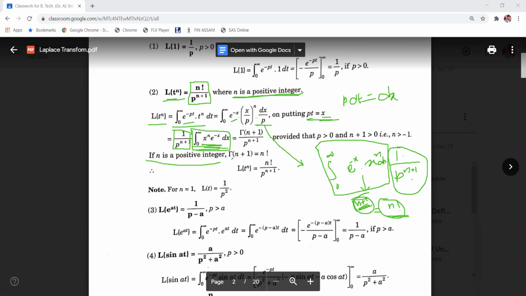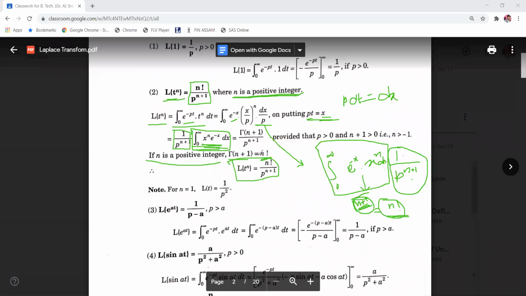If n is a positive integer, then gamma n plus 1 is nothing but factorial n. Already I have considered here that n is a positive integer. Then gamma n plus 1 becomes factorial n, and so the Laplace transform of t to the power n becomes factorial n divided by p to the power n plus 1. That proves our result. See, so simple.